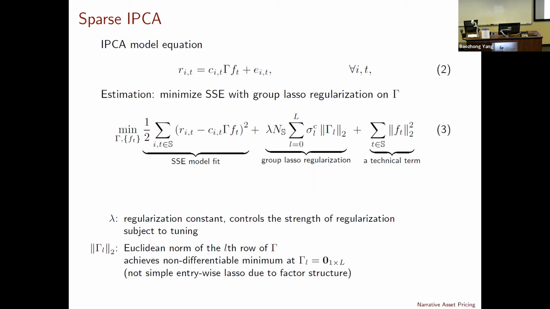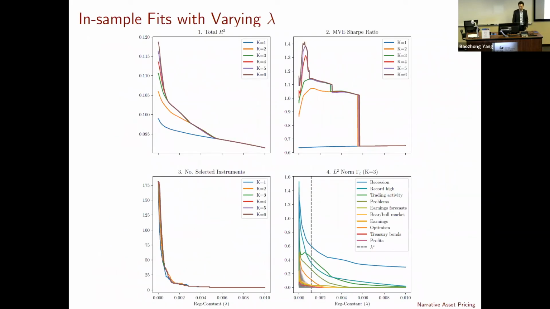The regularization constant lambda here controls the strength of the regularization. Higher lambda, more regularization. So how does a change in lambda change the model fit? On the left-hand side, lambda equals 0. That's the IPCA benchmark, no regularization. Good model fit. As lambda increases, model fit decreases.